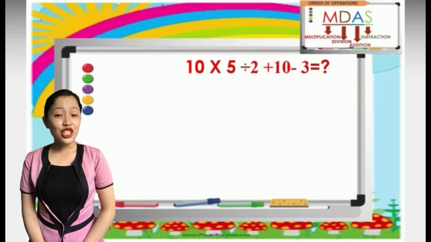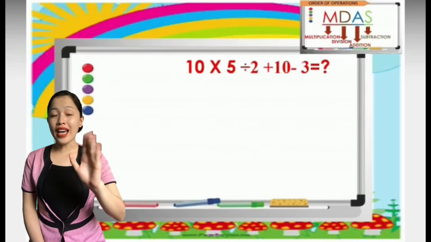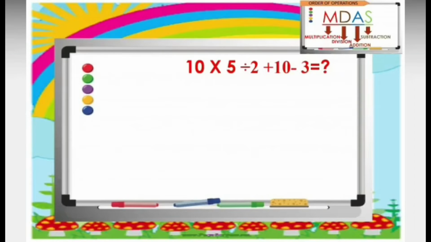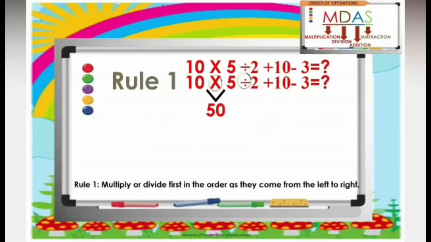Now, class, let's try to solve this following equation: 10 times 5 divided by 2 plus 10 minus 3. Doing the MDAS rule, rule number 1, multiply or divide first in the order as they come from left to right. So we would have multiplication and division. To know which one to solve, check which operation comes first from the left. Since multiplication comes first before division, we will solve for 10 times 5 and the answer is 50.